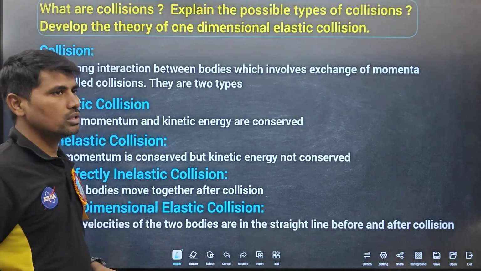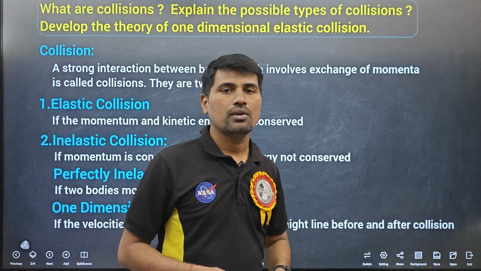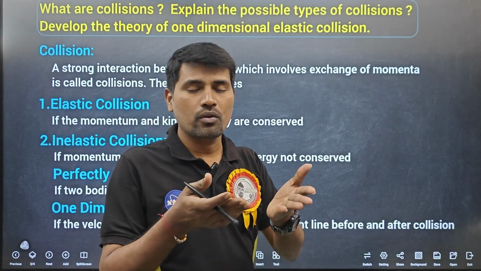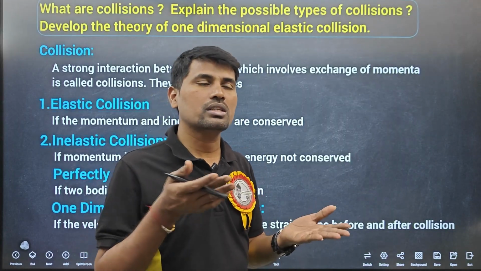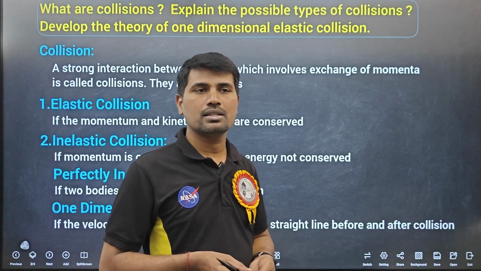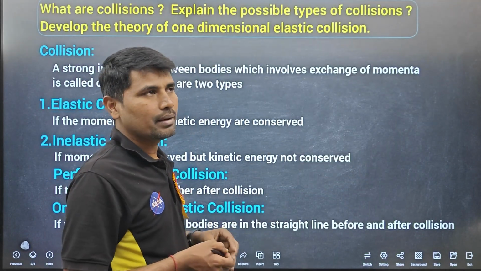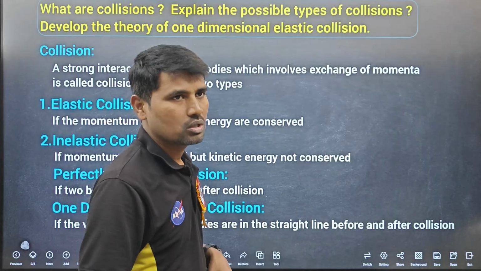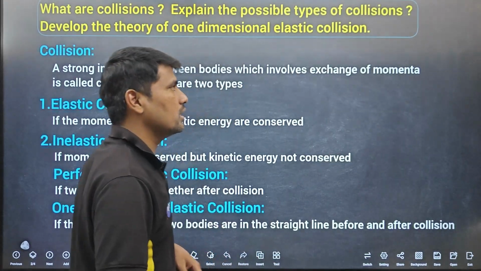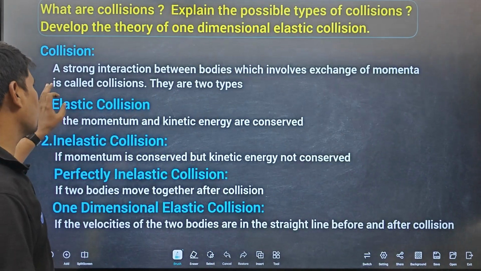Right. So what is meant by collision? If any object has mass and is moving with velocity v, we can see examples such as accidents, right? One object is moving and it is hitting another object. At that time, momentum is conserved. Momentum is nothing but the product of mass into velocity.